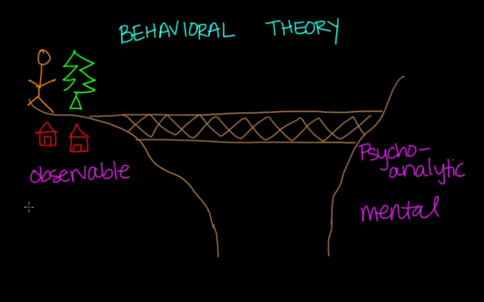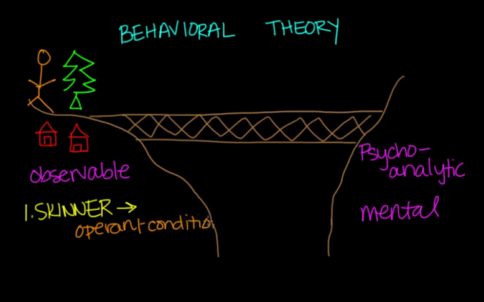And the first is Skinner. So Skinner was a strict behaviorist, and he's associated with the concept of operant conditioning, which you may have heard of before. So operant conditioning uses rewards and punishments to increase or decrease a behavior.